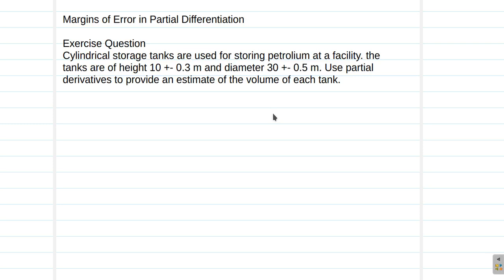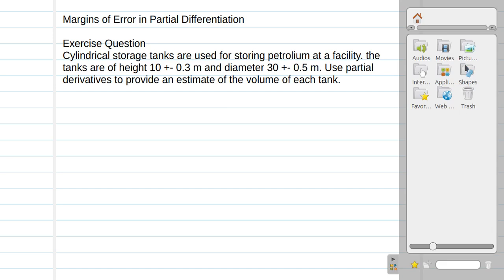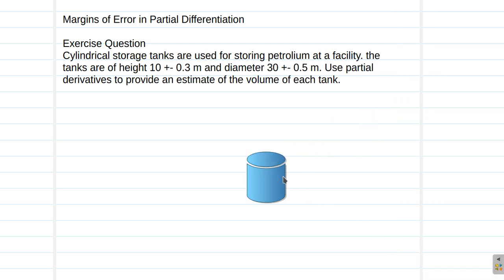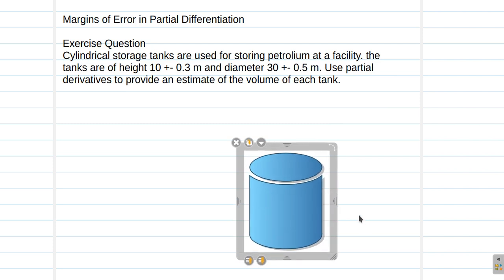Here we're back with the question which I asked you to work out in the last video. Now, the height of the tank is 10 plus or minus 0.3 meter. The diameter is 30 plus or minus 0.5 meters. It's a good thing to get a visualization of what our problem is.